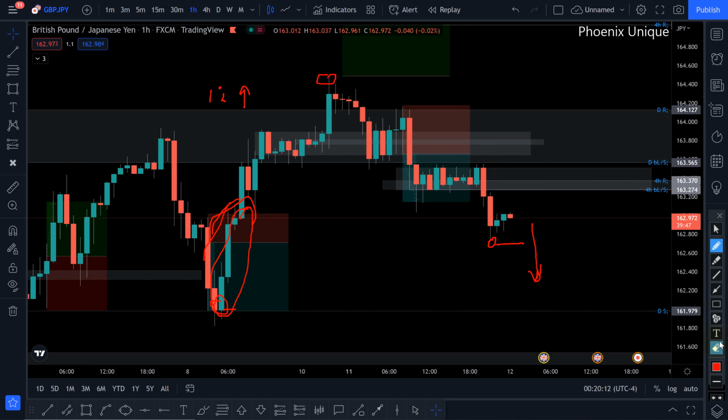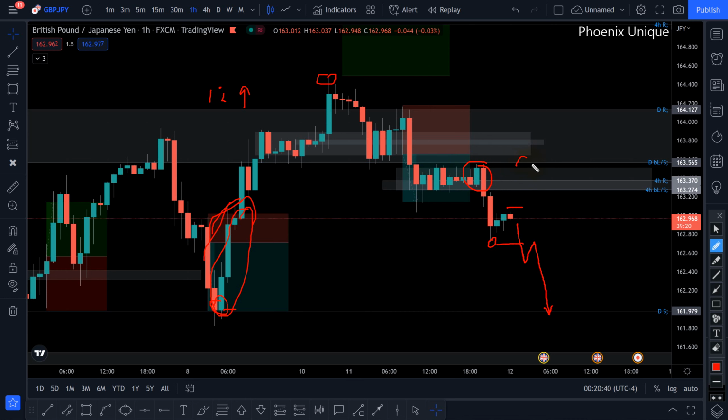On the break of that low, sell will be on the break of this low. Stop loss will be wherever the high was, which let's assume here, in order to continue dipping to this spot, 161.979. However, my sells will be out of the table if price breaks this high.